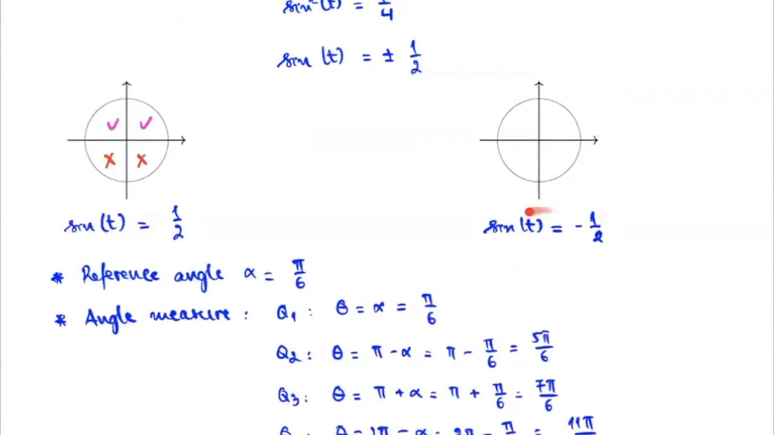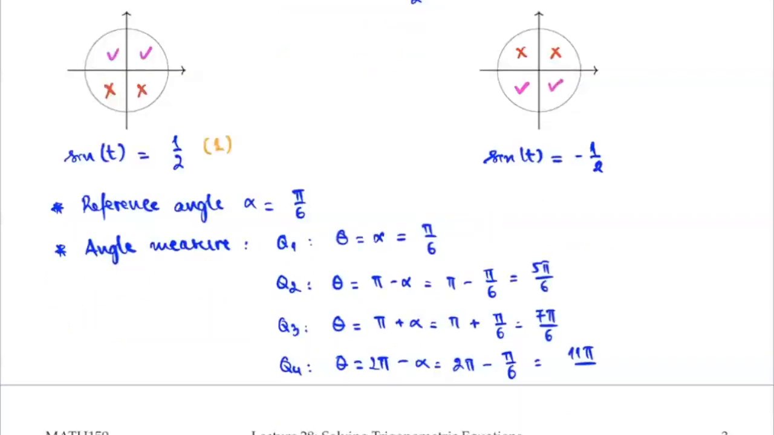But for the second equation, sine of t equal to negative 1/2, you eliminate the values in the first and second quadrants, because in the first and second quadrants the sine value is positive, and you only choose the values in the third and the fourth quadrants. So to distinguish the two equations, I call this equation 1, and the second equation is 2.